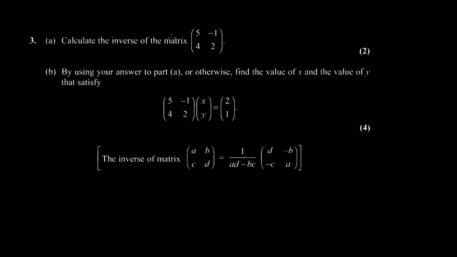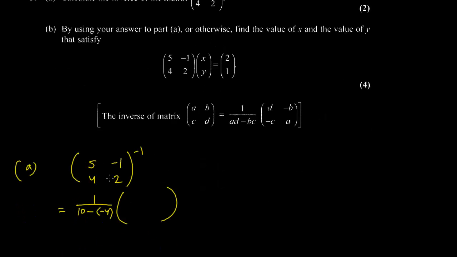Question number 3 is matrix. Find the inverse of this matrix. They've already given the rule of the inverse matrix. So the inverse of the matrix (5, minus 1; 4, 2) equals 1 by determinant. So it will be 1 by AD minus BC. So 5 twos are 10, minus 4 into minus 1 is minus 4, and the position has to be changed. So AD would become DA.